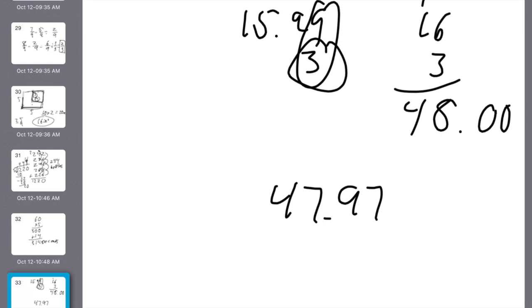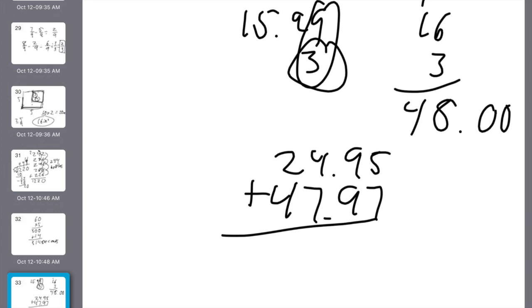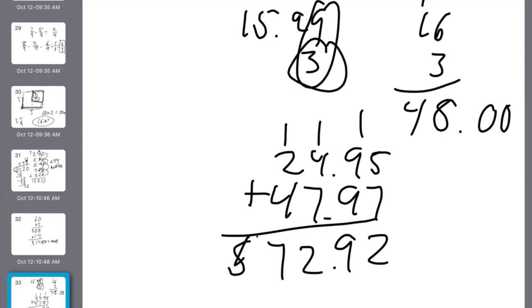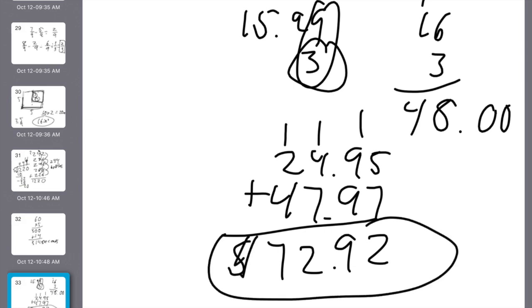Did we see how I did that? I got this 48, and I took 3 pennies away from it. Then I have to add that to the $24.95, the money it cost for her pair of pants. And I add them together, and I get a 2. I carry, I get a 19, I carry, I get a 12, I carry, I get a 7. Big spender, $72.92 to get a grand total.